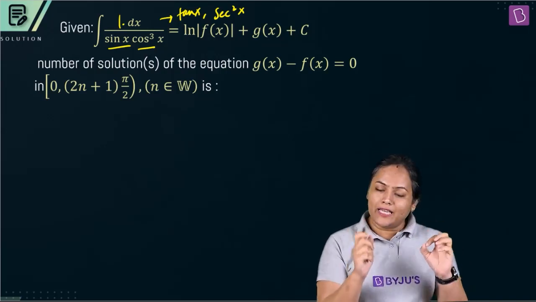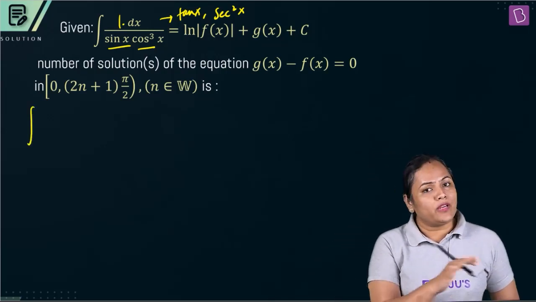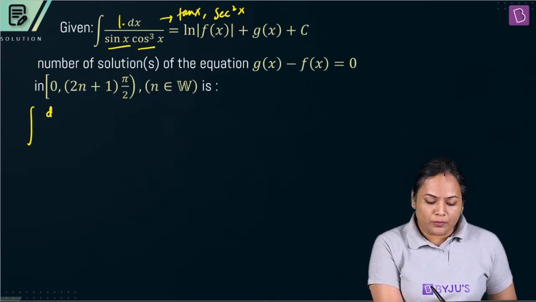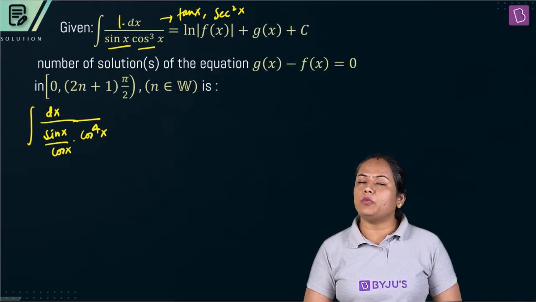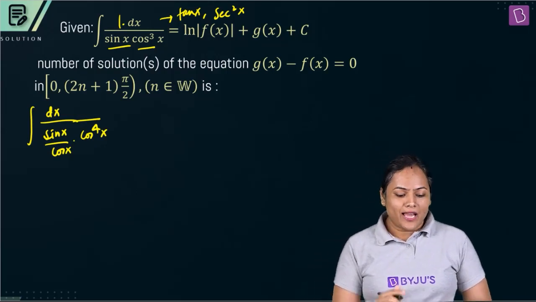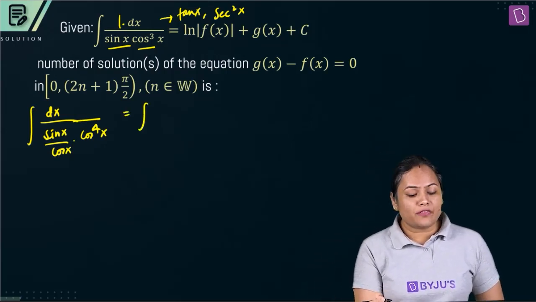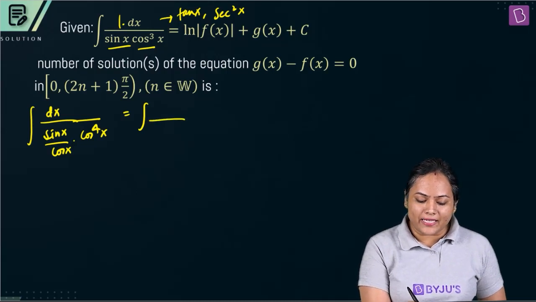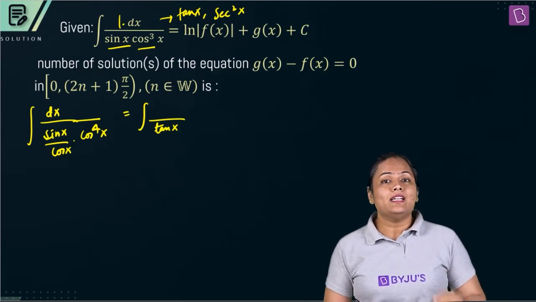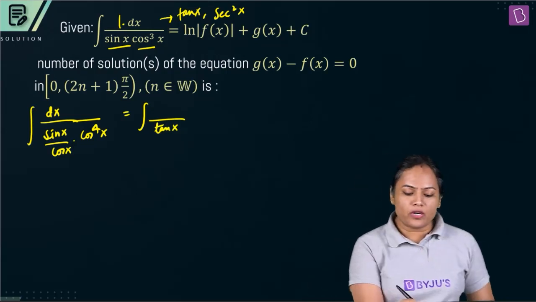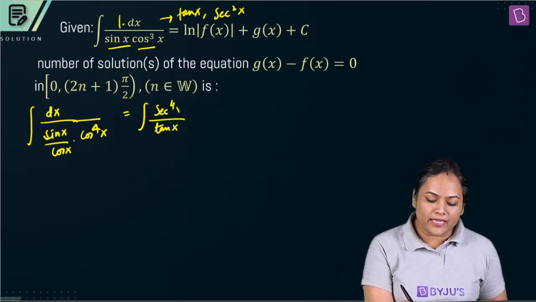For that, let's do one thing. I'll rewrite the whole expression. It's going to become dx divided by sin x by cos x multiplied by cos x raised to 4. Can I rewrite the numerator part like this? And you can clearly see from here that sin x by cos x is nothing but tan x. And 1 by cos x raised to 4 is actually equal to sec x raised to 4.